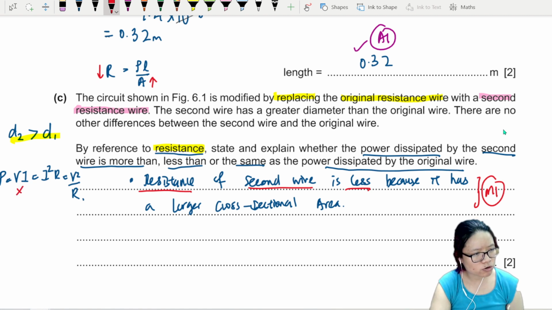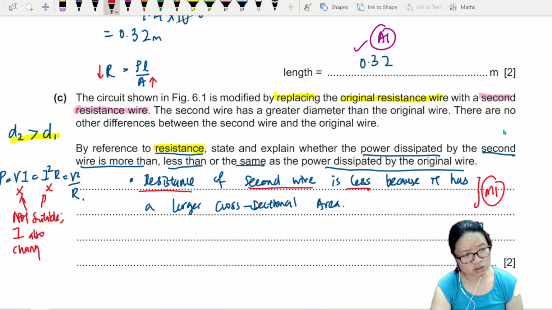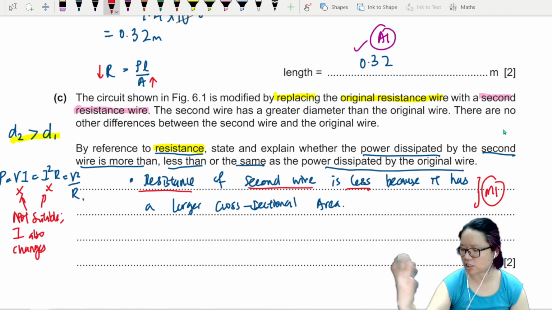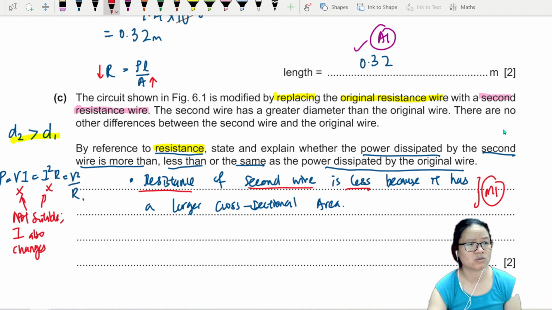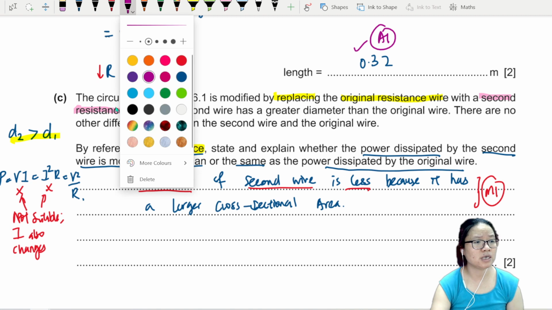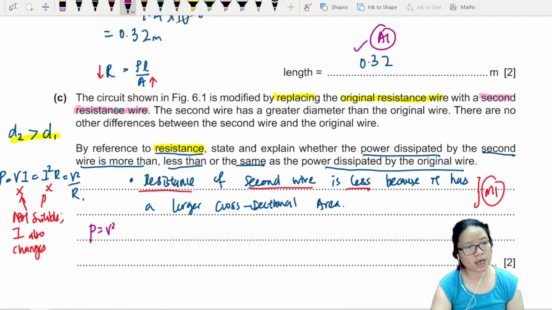So that means resistance will change, but I don't want another thing to change. So I cannot use this, and I don't want to use both of these. Not suitable, because current also changes. If current keeps changing, it gets confusing. Current changes, resistance changes. Which one changes more? Don't know. So I'm going to use P equals V squared over R.